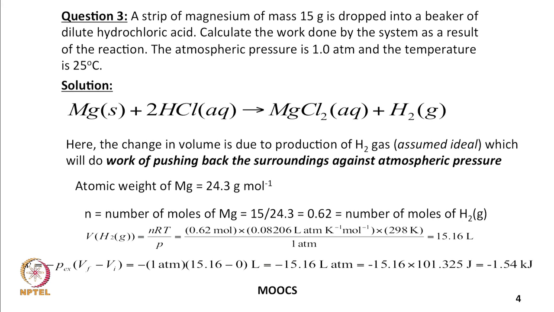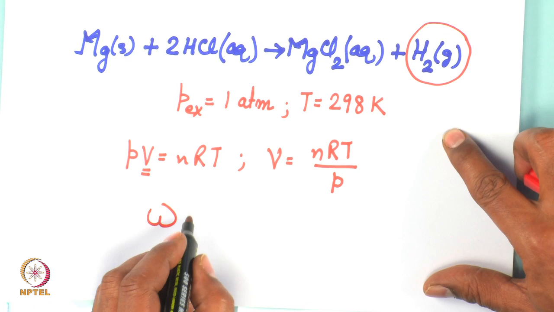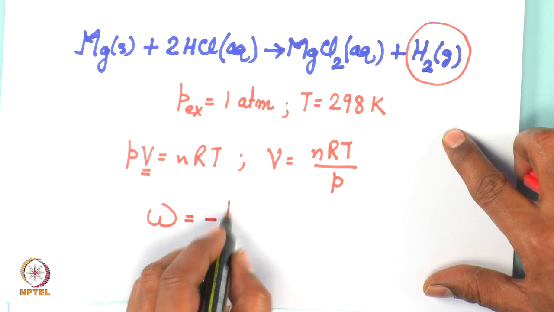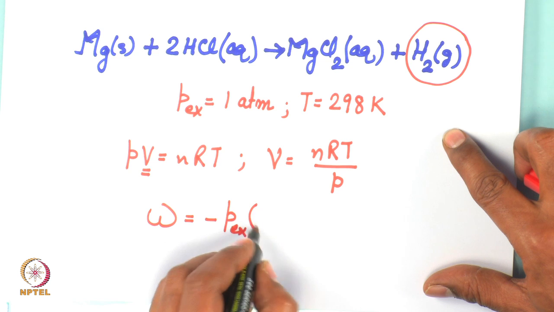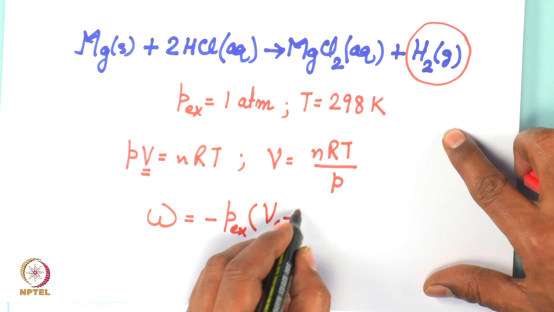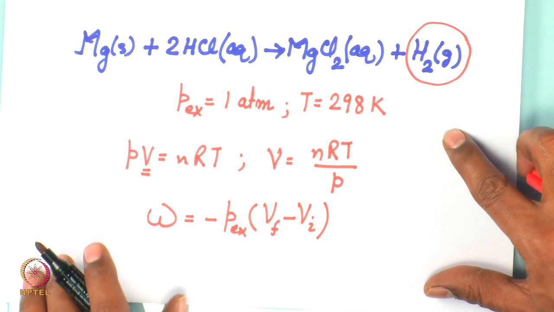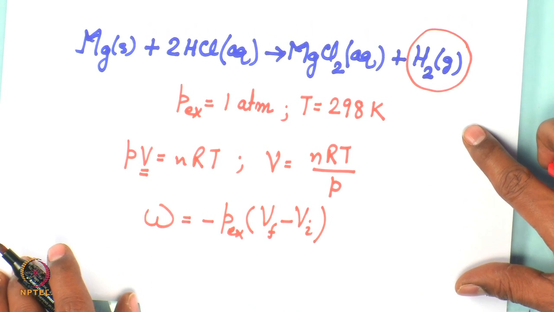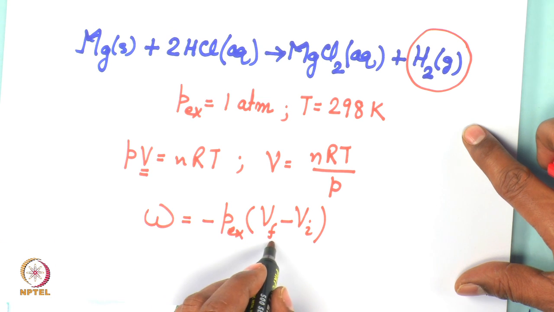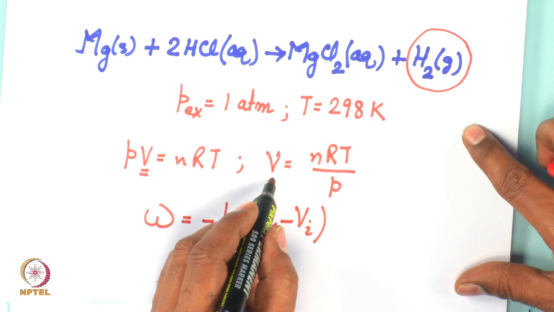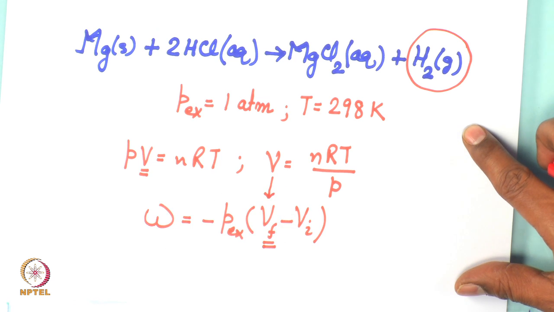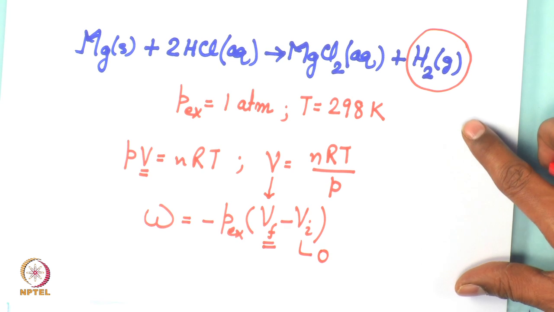Now, how do you calculate the work? As usual, the work in an irreversible process is minus P external into Vf minus Vi. This is Vf because this volume is due to hydrogen gas produced, and initially the gas was not there. Therefore, Vi, I have to set to 0.